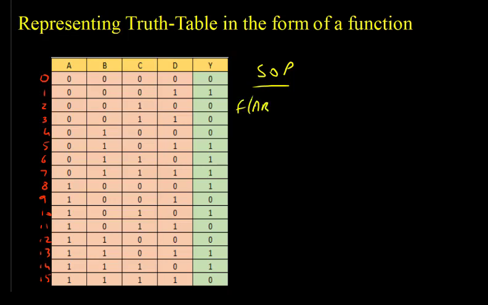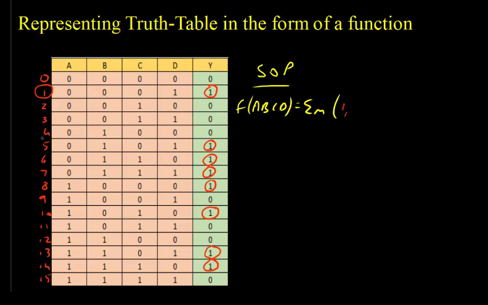So f of ABCD equals sigma small m. Small m means we have to take the min terms, the terms where the output is 1. What we observe is there is one min term here, second, third, fourth, fifth, sixth, seventh and eighth. Now what are the decimal representations of these? This one comes here, this is 1. So 1 will come here.